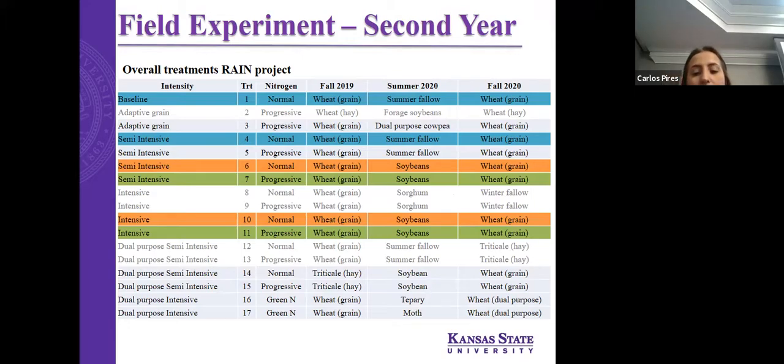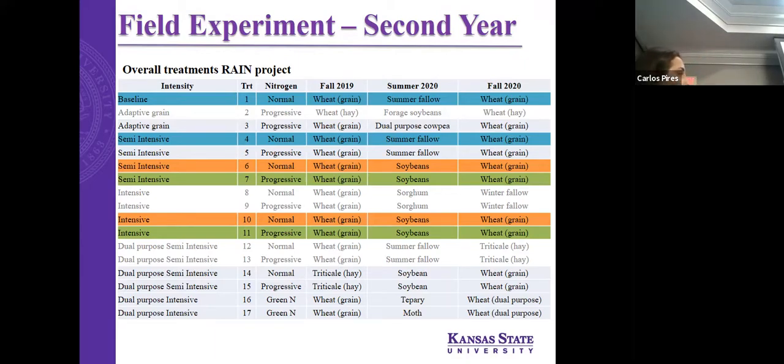Again, I'm not talking about treatments 12, 13, and treatment 2, because basically they're hay. So if you want more results on this, you can check on Rudolph's poster. And also treatments 8 and 9, they were winter fallow, so we are not covering them here.